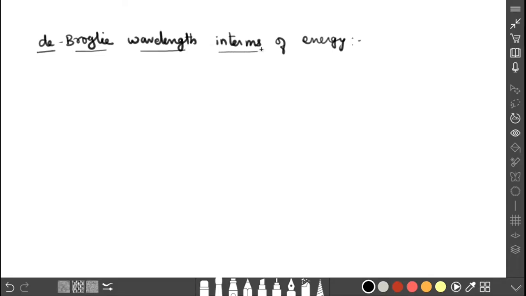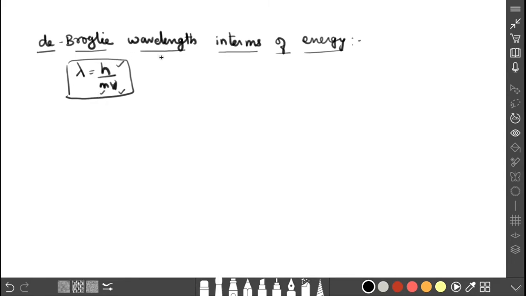So now we are going to discuss de Broglie wavelength in terms of energy. So what is the de Broglie wavelength actually? Lambda is equal to h by mv. This is the de Broglie wavelength formula, already we know that. Here h is the Planck's constant, m is the mass of the particle, and v is the velocity of the particle. There is no energy term present in this formula. But now I am going to modify this wavelength in terms of energy.